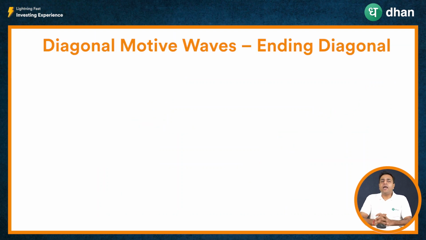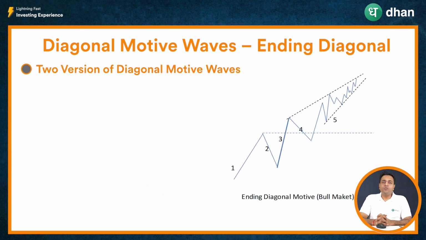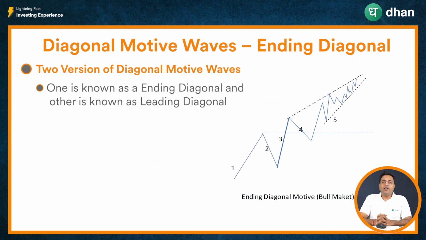In the context of diagonal motive waves, let's try to understand the two variations of diagonal motive waves. One is known as an ending diagonal and the other is known as a leading diagonal. When we talk about ending diagonal, as the word suggests, it will occur in the end wave, that is the wave number 5. And it is often spotted when you have a very steep wave number 3.